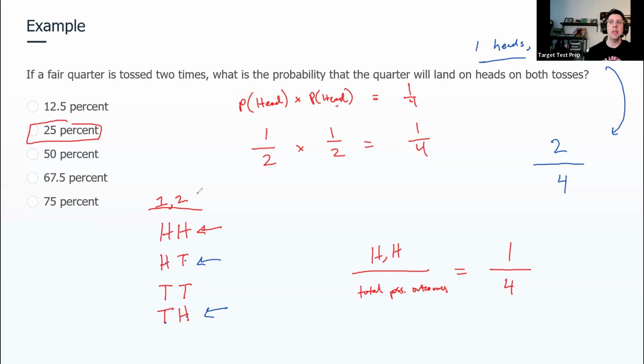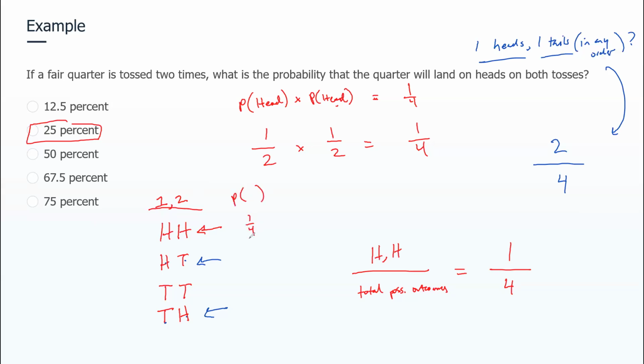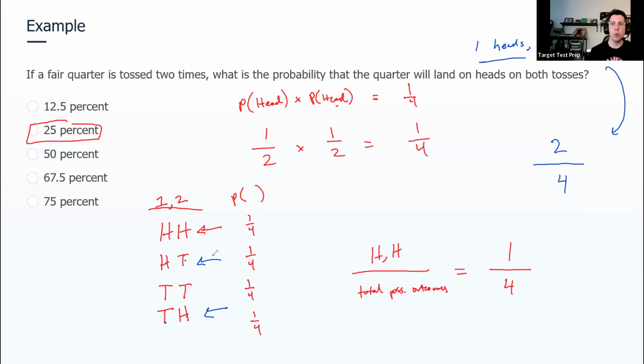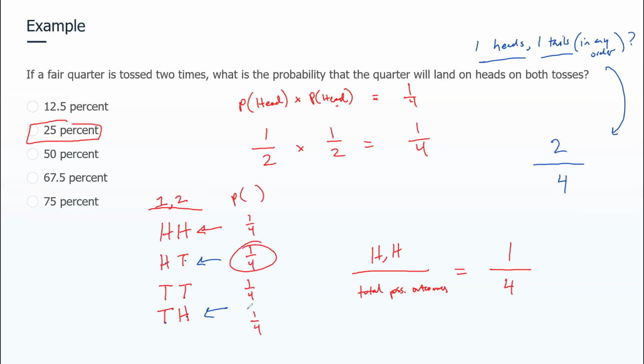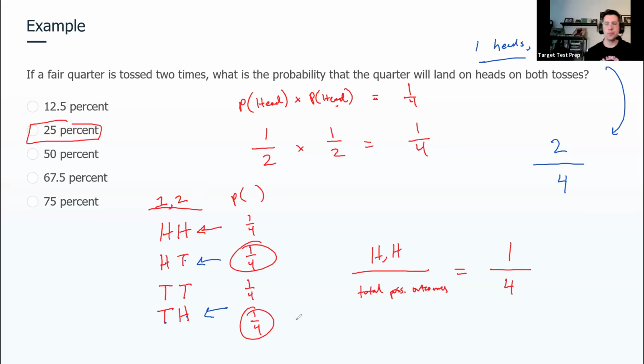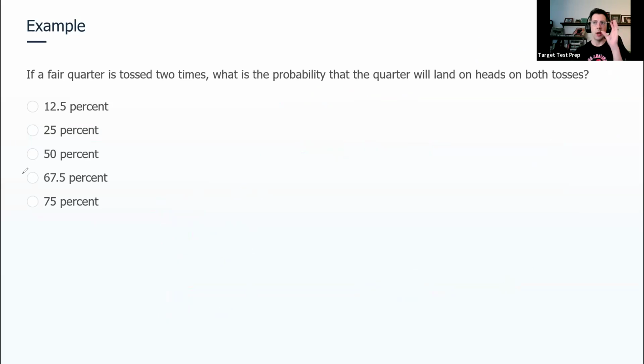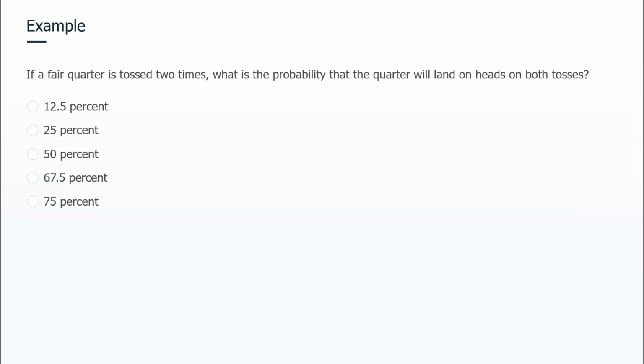So the probability of each of these 4 outcomes is 1/4, right? The probability of this happening, 1/4, and this is 1/4, and this is 1/4, and this is 1/4. But if we were saying, well, what's the probability of getting one heads and one tails in any order, you'd have to add together that and that. Okay. So that's kind of where we're headed. I want you to start thinking about accounting for the different orders in which things could happen. Okay. Stop me if you have any questions.